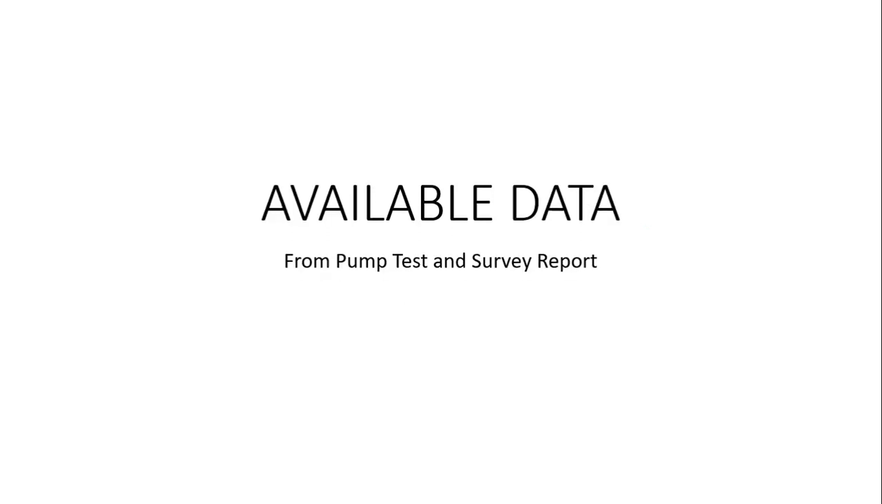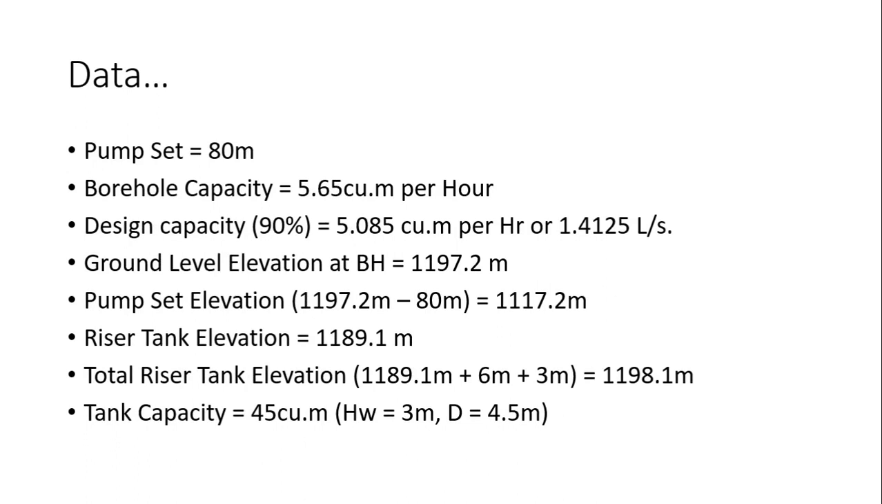For me, I have a pump set, which of course I get from the pump test report. Pump set at 80 meters. Again, I have a borehole with this capacity. For design capacity, I just take 90%. What I want here is to extract only 90% from my borehole, which is equivalent to 1.4 liters per second.